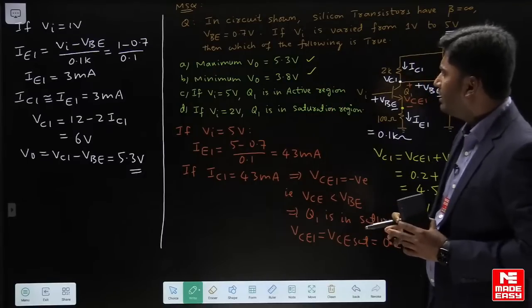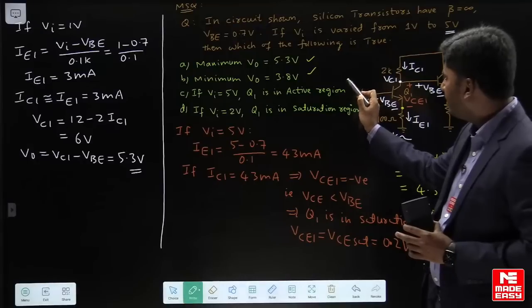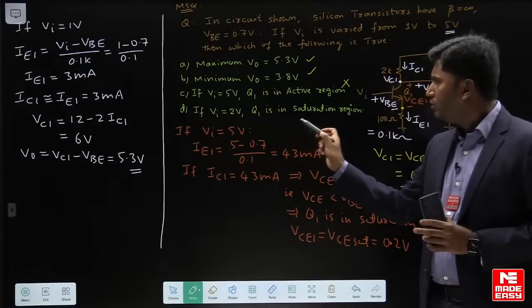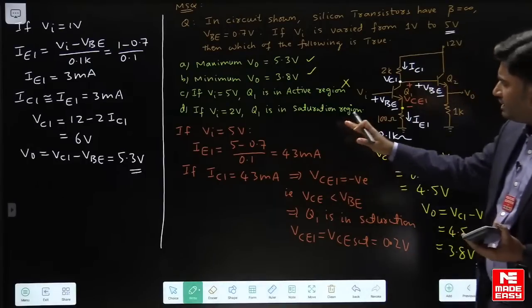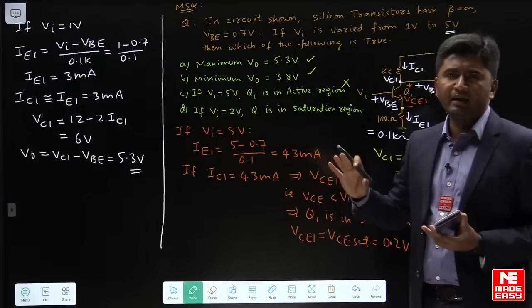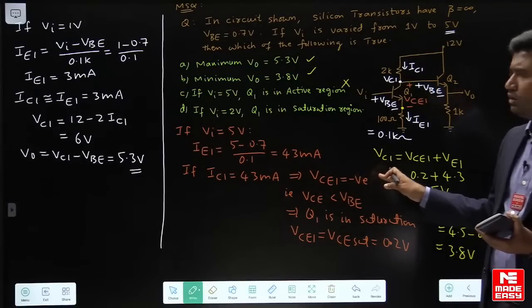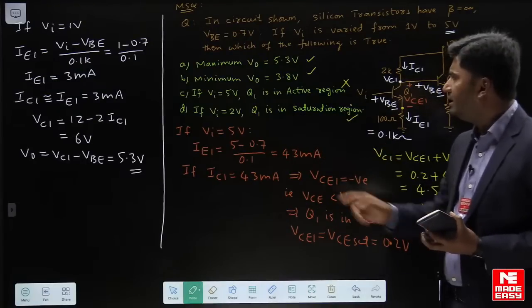Option C will be wrong here, because when input is 5 volt, Q1 is in saturation, so option C यहाँ पर गलत है. And option D, when input is 2 volt, Q1 is in saturation, that you can prove yourself. अगर आप इसी तरह का calculation repeat करते हैं by taking VI 2 volt, you will again get a similar conclusion. VCE1 नेगेटिव निकल कर आएगा, तो हम कह सकते हैं कि when input is 2 volt, Q1 is in saturation. This I leave it to you.